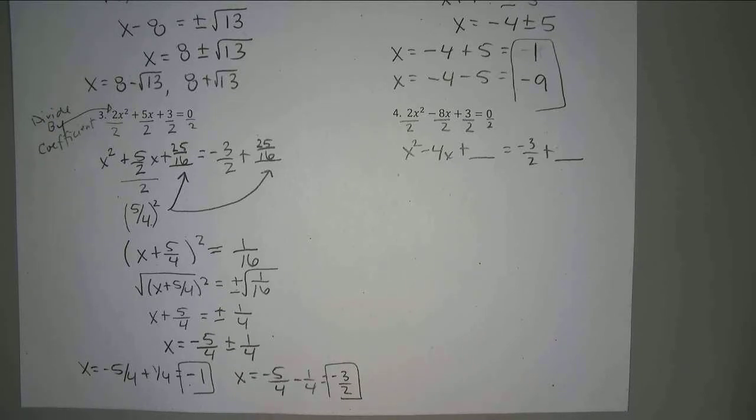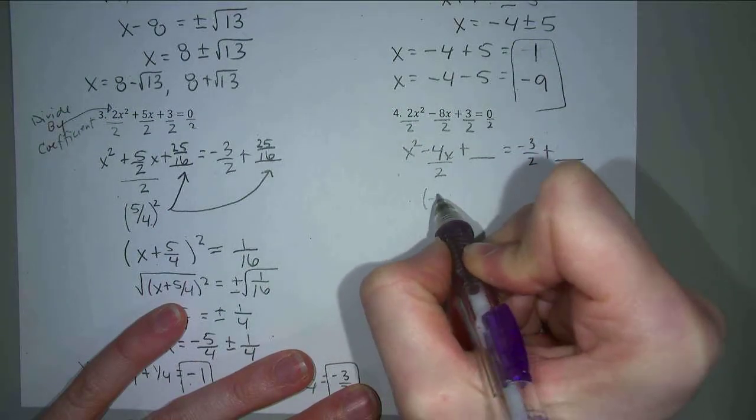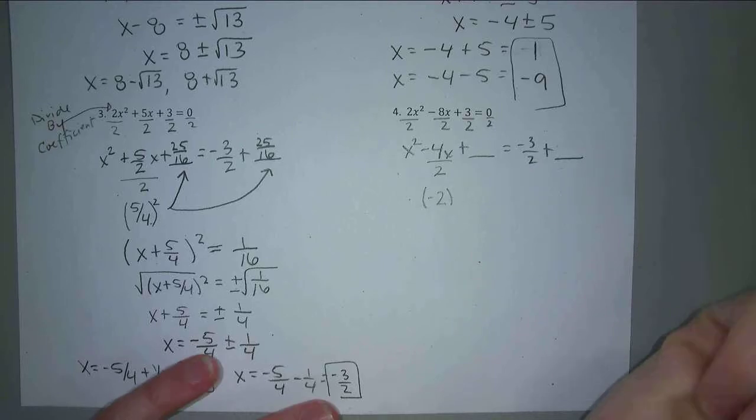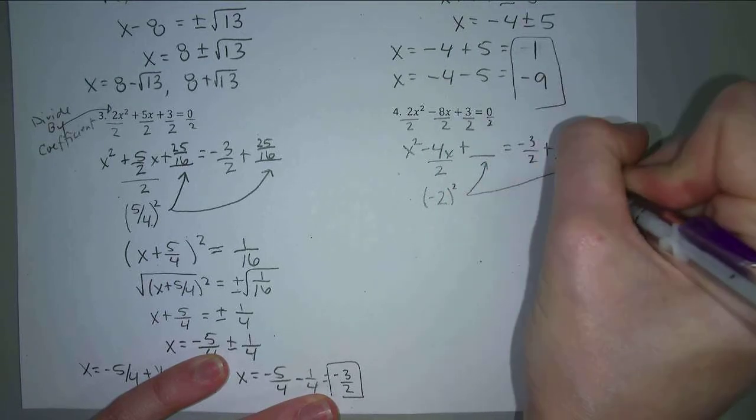All right, now I have it all set up, so how do I complete the square? I'm going to divide my 4 by 2, so you should get negative 2. Is that what I add to my line? No, I need to square it. So what is negative 2 times negative 2?